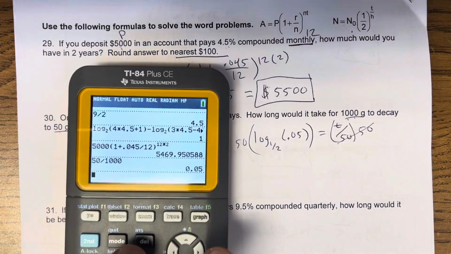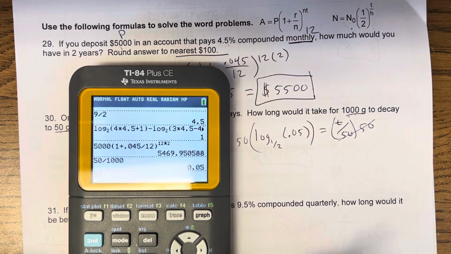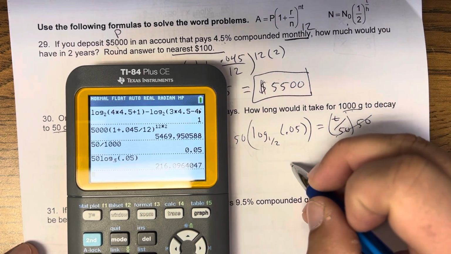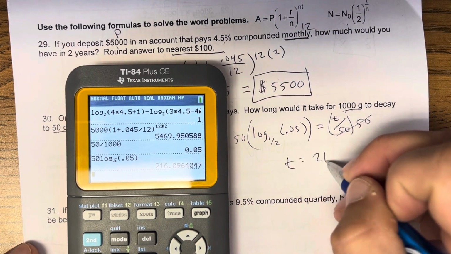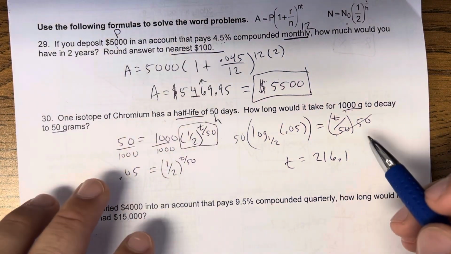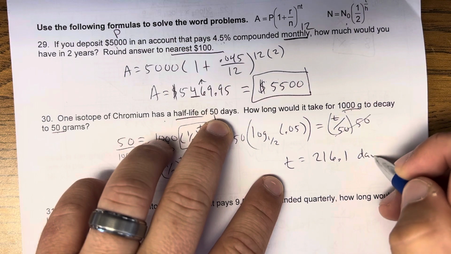So in our calculator, we'll just put this in the calculator as it is. 50 log 0.5 of 0.05. So 216.1, and we're talking about days.